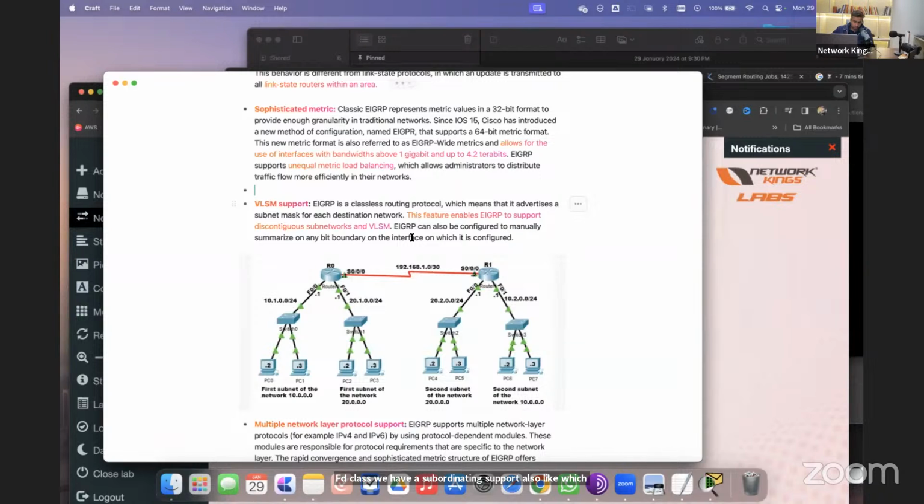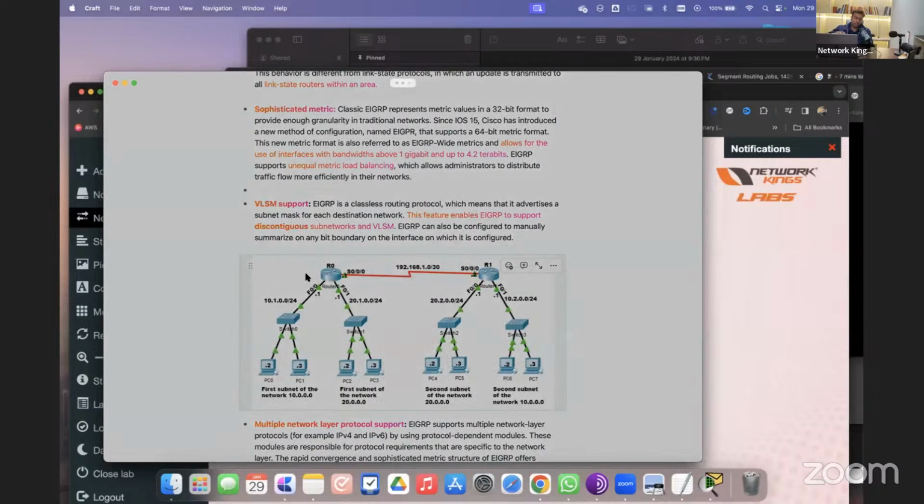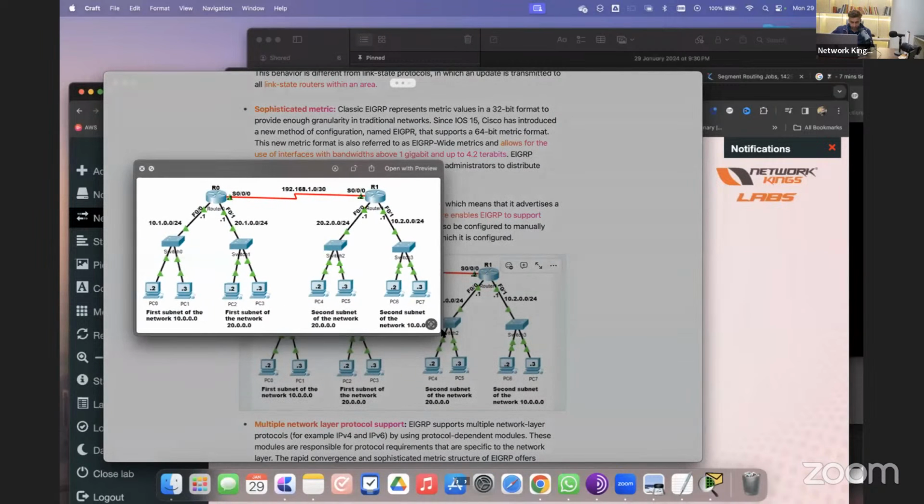And there is a problem if you do not have VLSM support. The problem is called discontinuous networks. What is a discontinuous network? It can be an interview question. When a network is divided into two parts and they are at different locations, they are called discontinuous networks.